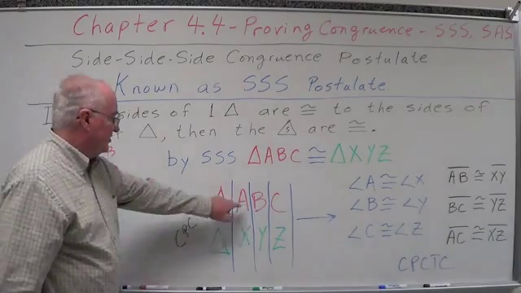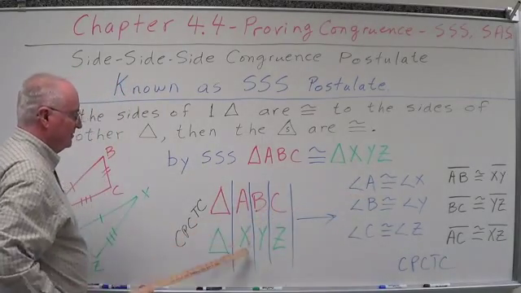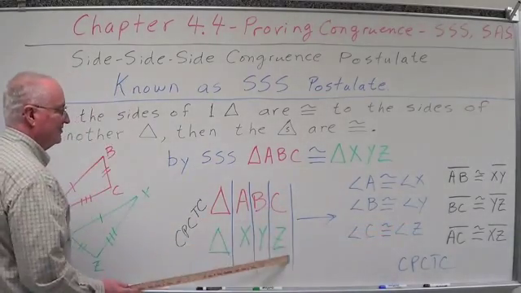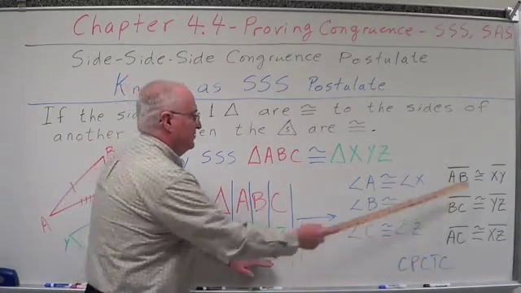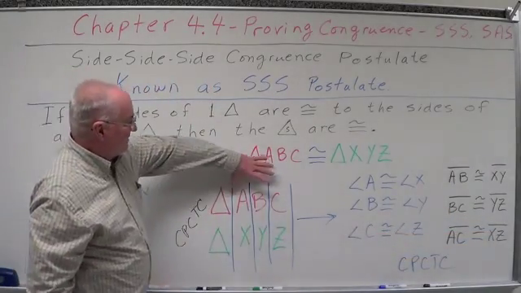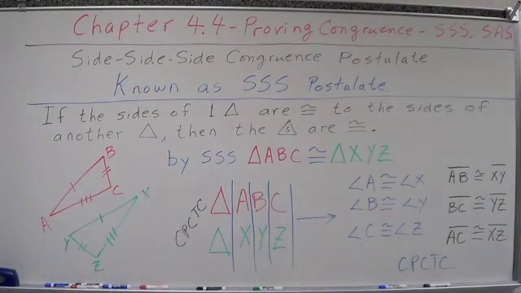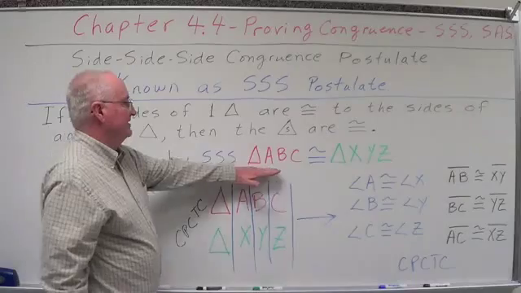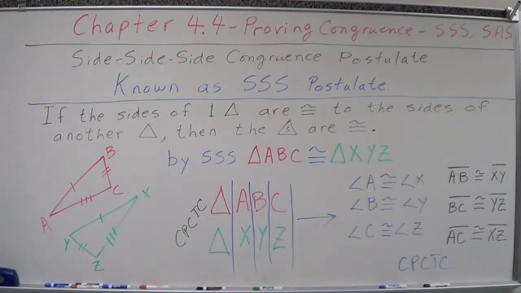Otherwise it messes up. So when we draw our lines, it's pretty apparent that angle A is congruent to angle X. Angle B is congruent to angle Y. Angle C is congruent to angle Z. And segment AB is congruent to segment XY. Segment BC is congruent to YZ. And segment AC is congruent to XZ. And that's all according to CPCTC because these two triangles are congruent because all of their sides are congruent.